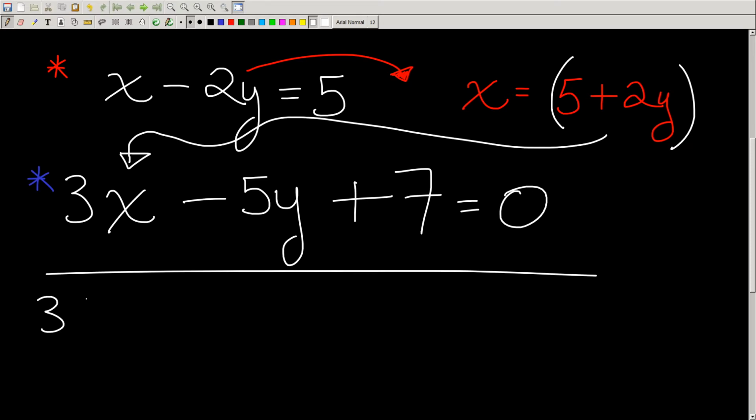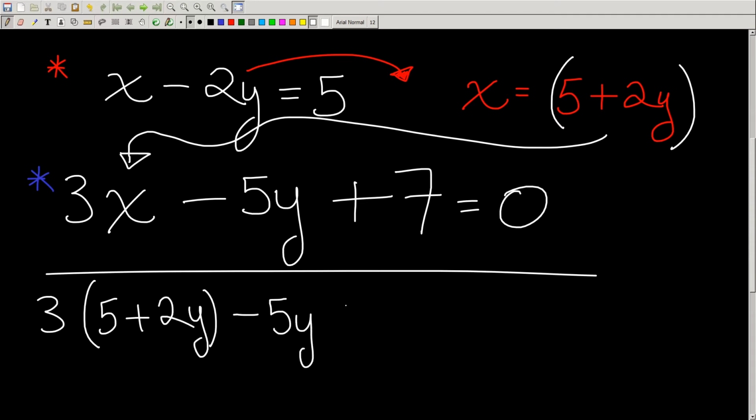So I'm going to show you what you get. 3 bracket 5 plus 2y minus 5y plus 7 equals 0. All I've done here is replace x with bracket 5 plus 2y. Now, if you look at the equation that I formed out of equation 2, I only have y left. And that's an equation that I can solve from grade 9. That's exactly what I'm going to do.